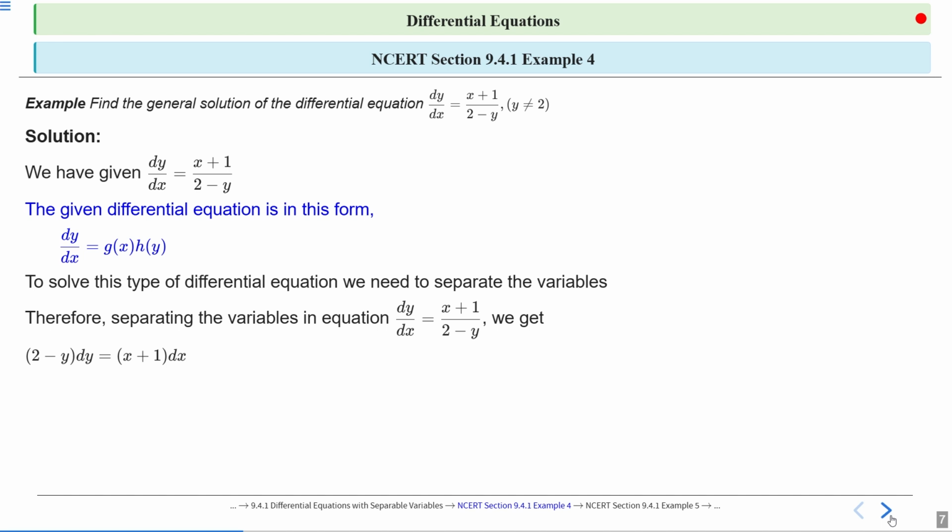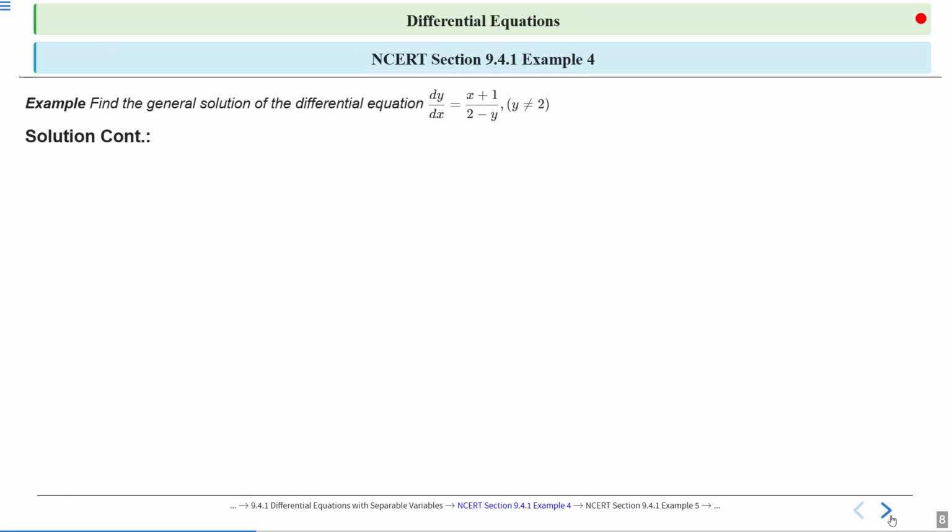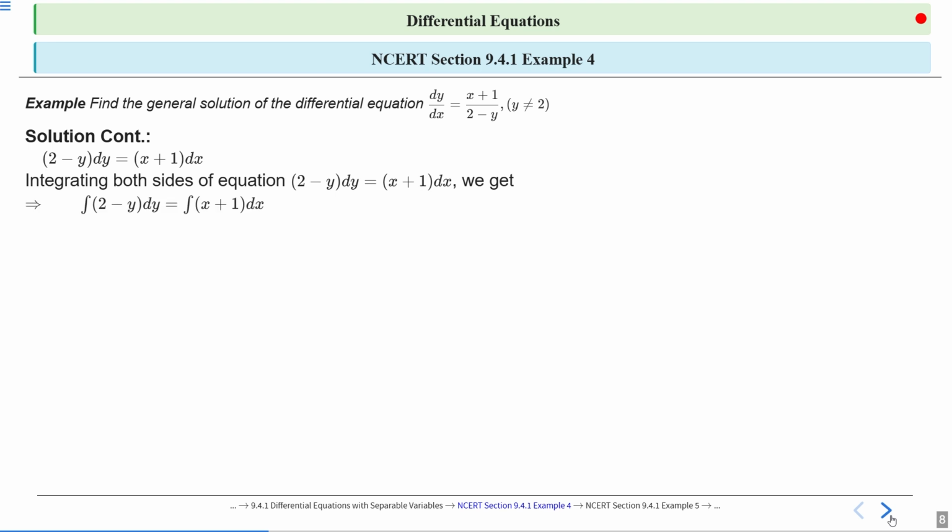So now we can integrate. We can easily integrate because on the left hand side there is a function with y, and we can integrate with respect to dy, and on the right hand side there is a function only with x, so we can integrate with respect to x. So integrating both sides of the equation (2 minus y) dy is equal to (x plus 1) dx, we get integration of (2 minus y) dy is equal to integration of (x plus 1) dx.